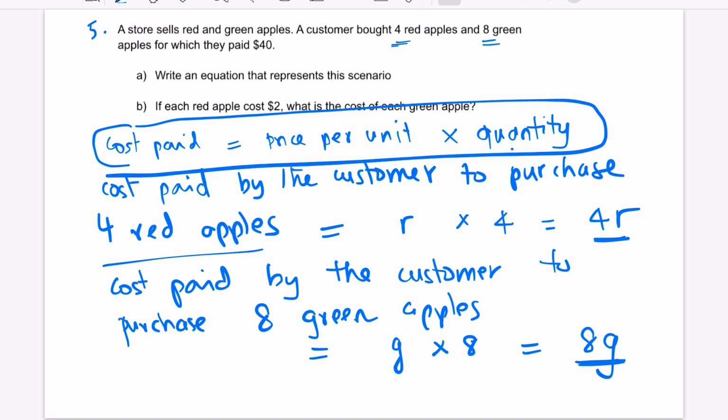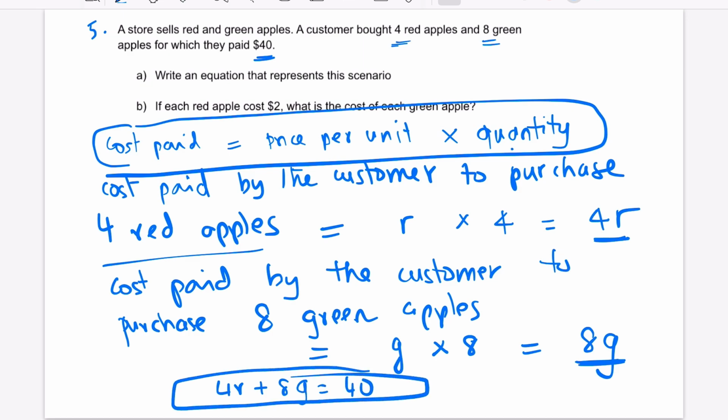Okay, and in all he paid $40. So essentially 4R plus 8G is 40. Okay, this is the equation. This is the answer for question A. 4R plus 8G is 40. All right. So let's go to question B here.